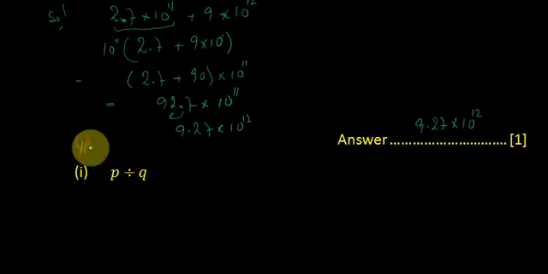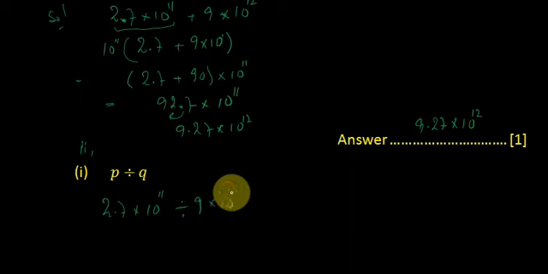Second part is P divided by Q. So P is 2.7 multiplied by 10 to the power 11, divided by 9 multiplied by 10 to the power 12. It is Q and it is P. Further we can write this as 2.7 multiplied by 10 to the power 11 divided by 9 multiplied by 10 to the power 12.